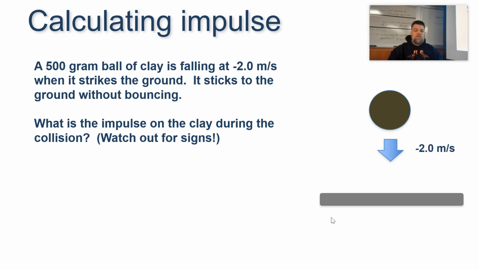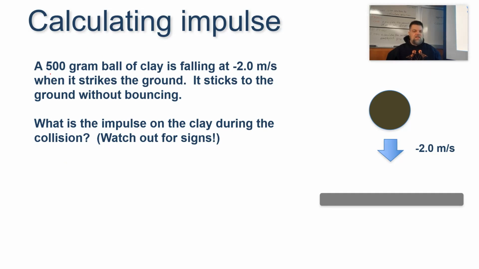Okay. All right, write all this out, draw the picture. It says a 500-gram ball of clay is falling at -2 meters per second when it strikes the ground. Okay, so it sticks to the ground without bouncing. Now that's important, because when we start to talk about collisions next time, and we talk about the conservation of momentum, that's kind of an important thing. Okay? So what does that mean? What is the impulse of the clay?